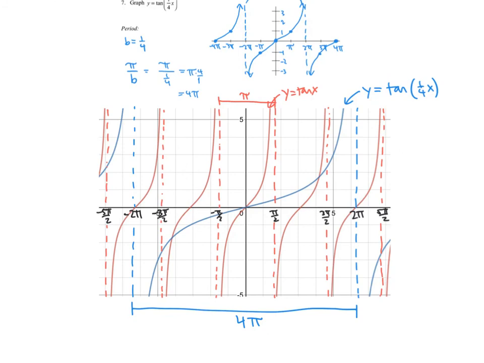Here's a graph from Desmos.com that I've edited a little bit, where I graphed tangent x and tangent 1/4 x on the same set of axes. So we can see that y equals tangent of x has a period of pi units, so the distance between the two asymptotes is pi. And when I graphed tangent 1/4 x, one period was 4 pi units, so considerably larger, 4 times as big. So you can see that blue graph, the two asymptotes are 4 pi units apart.